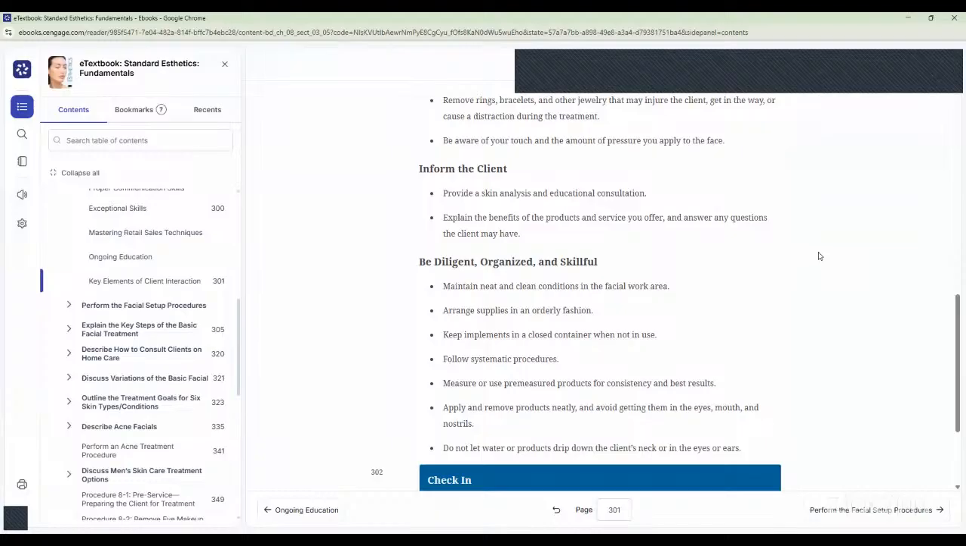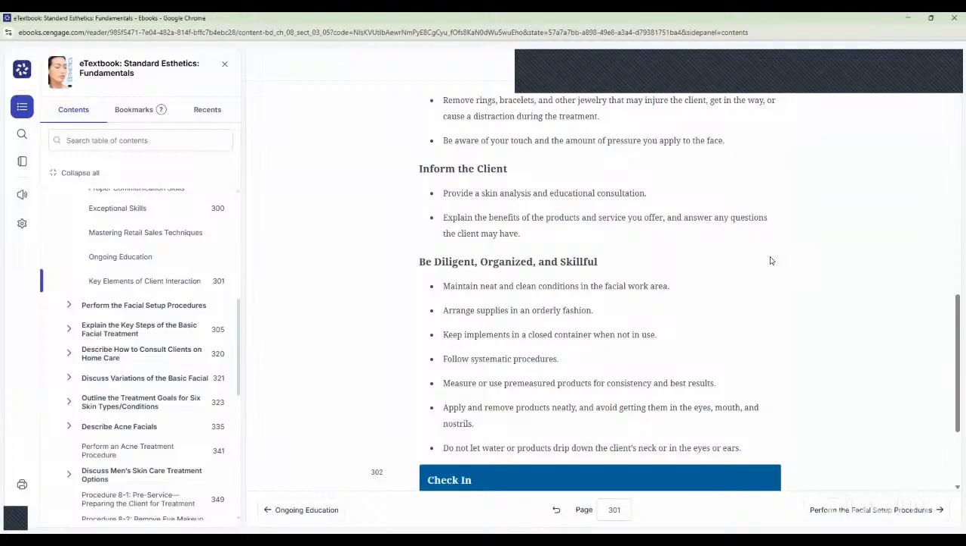We want to inform the client about what's going on with their skin, what do they need versus what do they want, offer any educational consultation that they may need, product knowledge, explain the benefits of the products and the service, why they should upgrade to this service and why they don't qualify for that, why they need more of this. And so this is where the education comes in. This is also where you build rapport and clients begin to trust you as a trusted beauty professional.